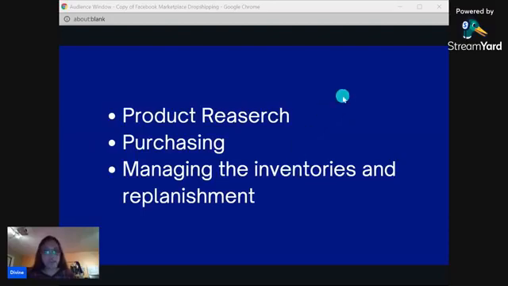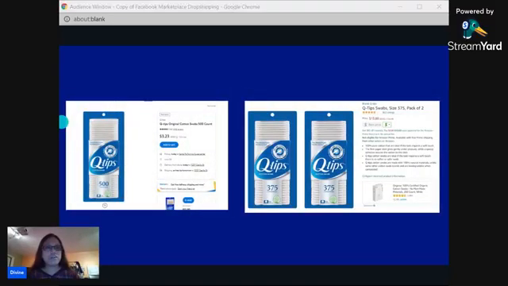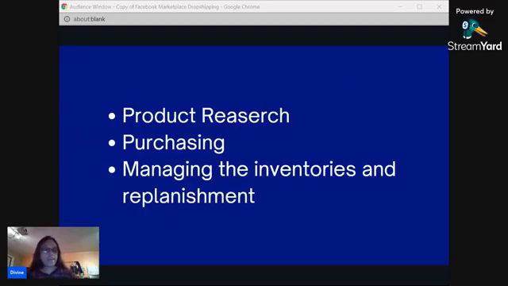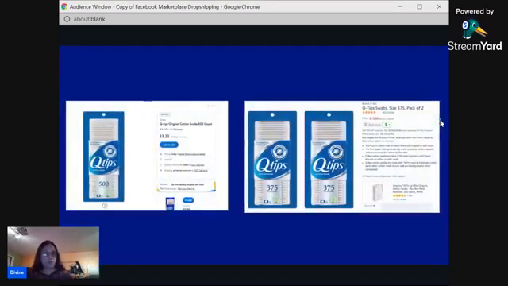So again, the Amazon arbitrage VA only does product research, purchasing, and managing the inventories and replenishment. Next, how to do that? You can see here on the left side, this is a product from Walmart, for example in a retailer store. We can buy this for $3.23, and we can sell this on Amazon. You can see the price here is 13.88.